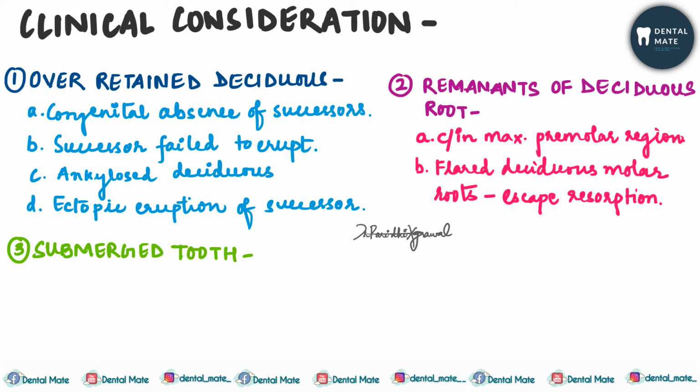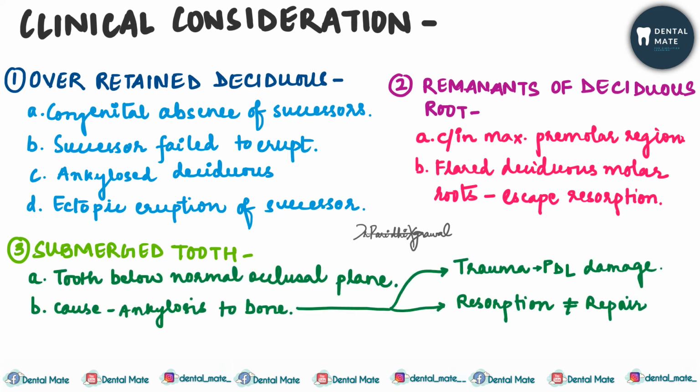Third point to consider is the submerged tooth. This tooth remains below the level of the normal occlusal plane. And what are the causes? If the tooth is ankylosed, that is, fused to the alveolar bone.